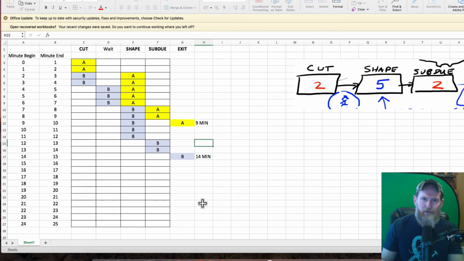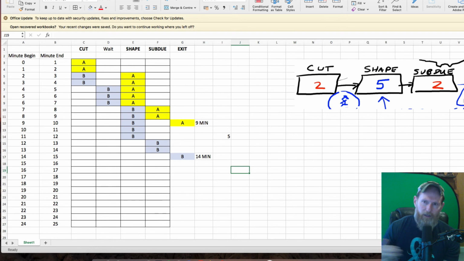And that's that 5-minute spread that I was talking about. I'm just going to put 5 out here, which means that if we stand out here, we see the first batarang of the day exit at 9 minutes, but then the second one exits 5 minutes later. And that 5-minute interval, that is the bottleneck dictating that interval. And therefore, that interval is the capacity, the one batarang every 5 minutes.